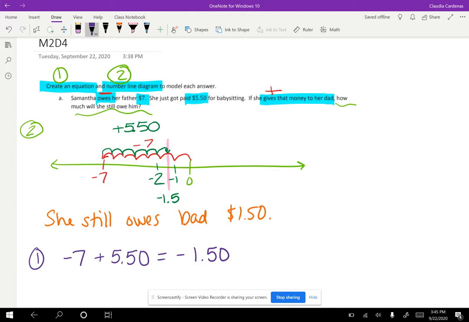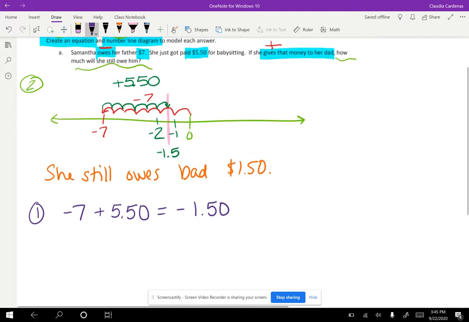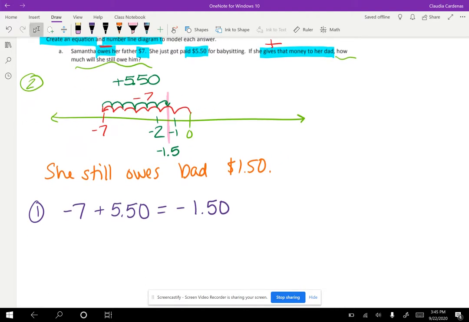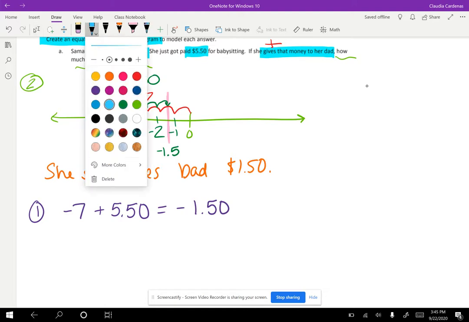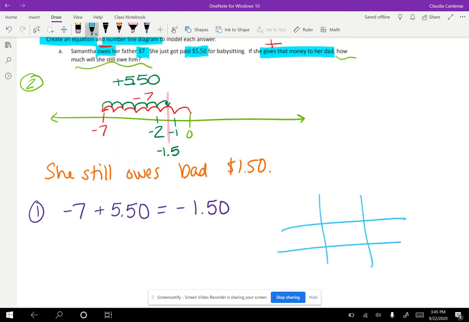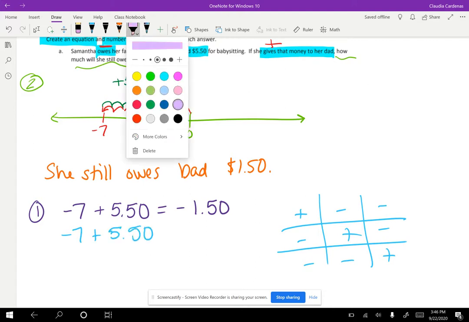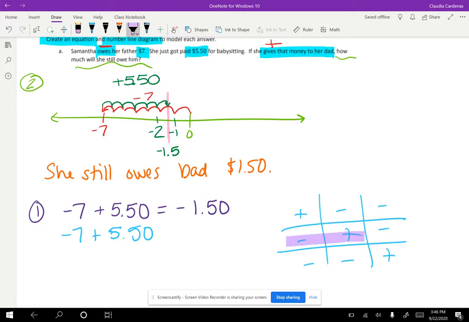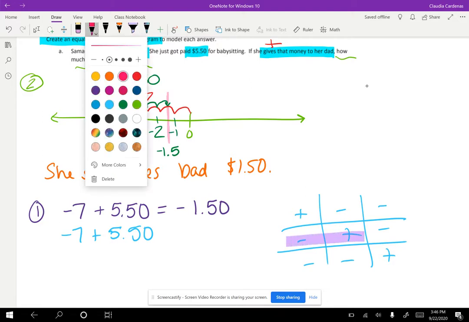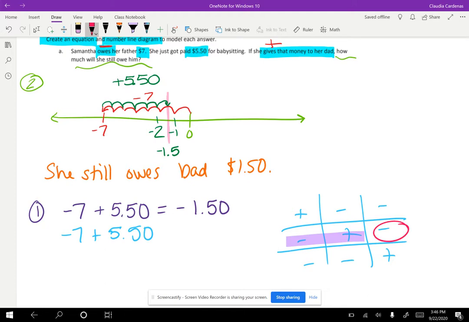We could also double check that by solving this equation to see if we get the same answer as we did represented on our number line. So if I draw a tic-tac-toe chart off to the side, just to remind me of my steps when I have integer operations. If I rewrote my problem as if I didn't know the answer, I see that we have a negative being added with a positive. So that is telling me that we need to subtract these numbers together, and keep the sign of the bigger number.